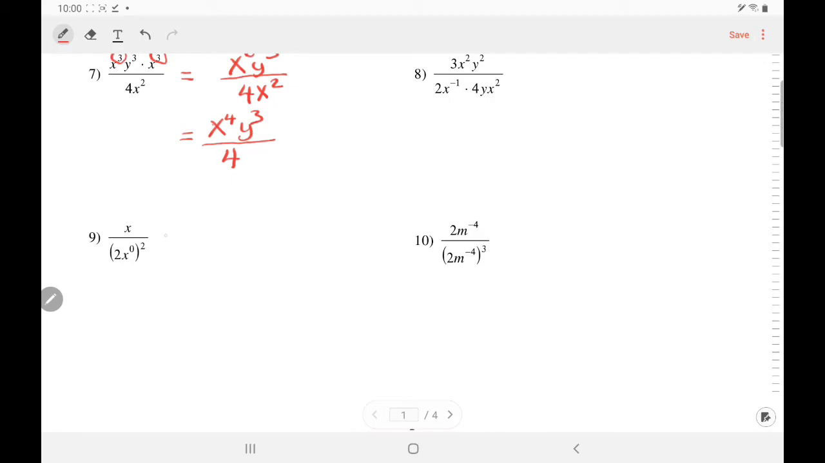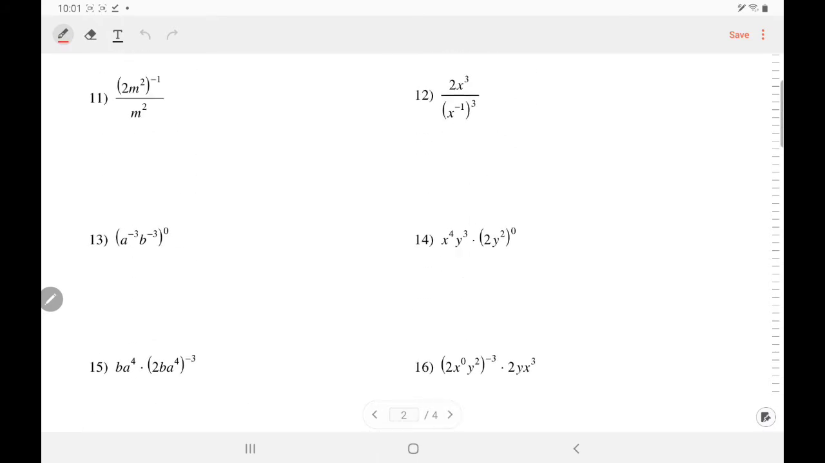Number 9. Let's leave the top x alone. Now remember, x to the 0 is 1. So it's like thinking 2 times 1 is just 2. To the second power is 4. Let's try the second page.